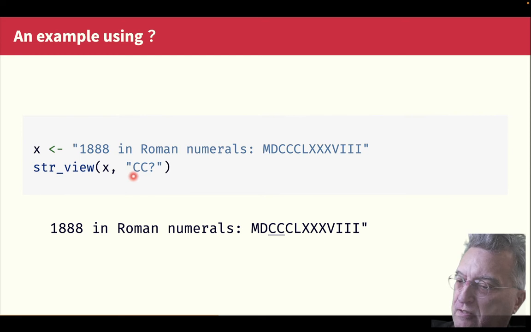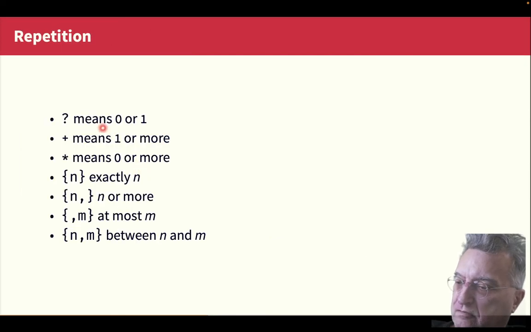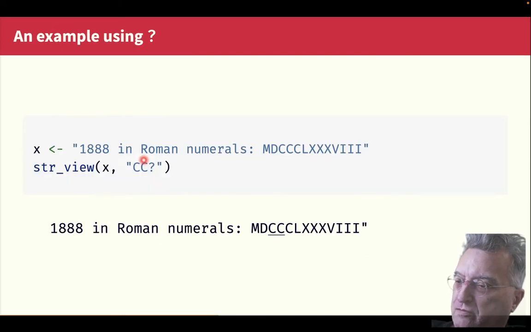I say I want anything that's CC followed by 0 or 1 examples of C, right? 0 or 1 of whatever preceded it. So what preceded it was a C. So this is any two C's followed by another C or followed by nothing. And this is a lazy operator, so it goes to the very first pair of C's.